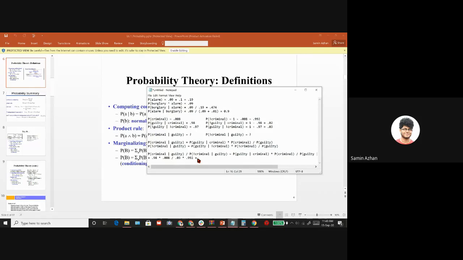So let's put this in the calculator and let's see what we get. 0.98 times 0.008 divided by 0.03 times 0.992. So we get something like 0.263. Now, what does that tell us?